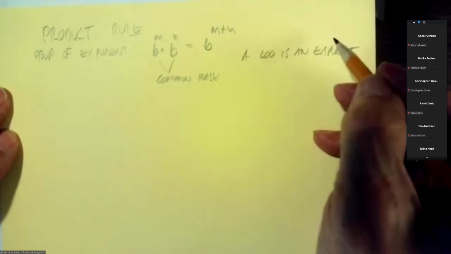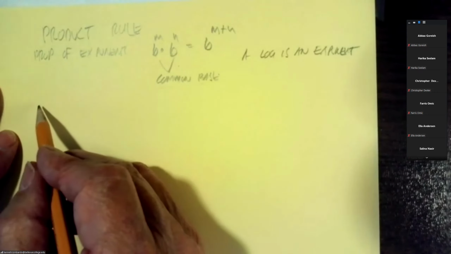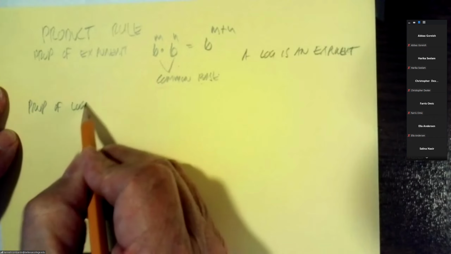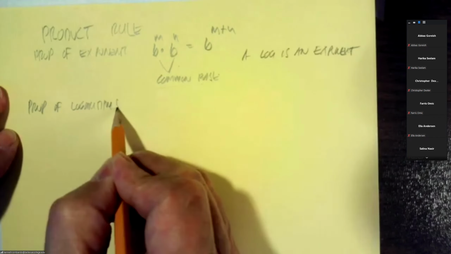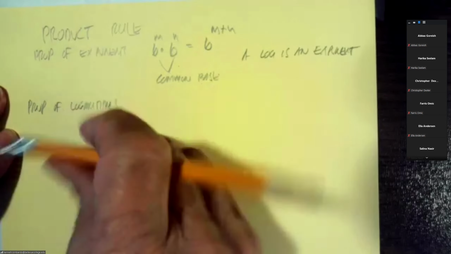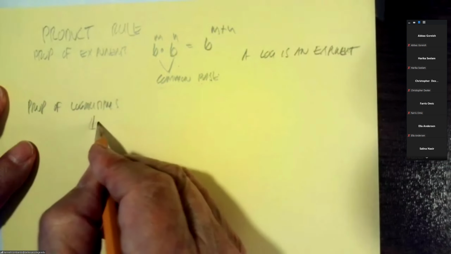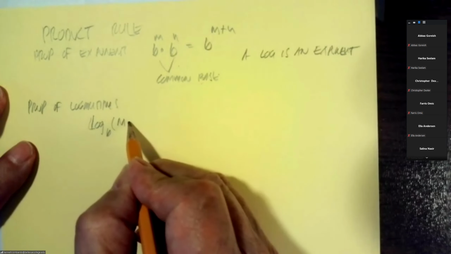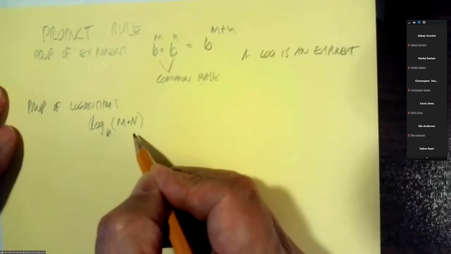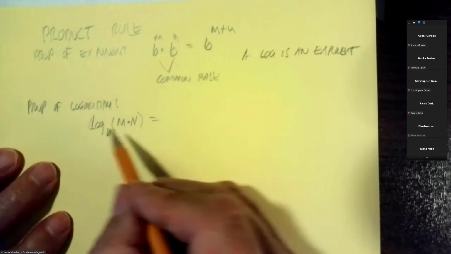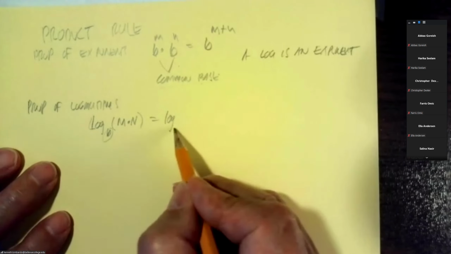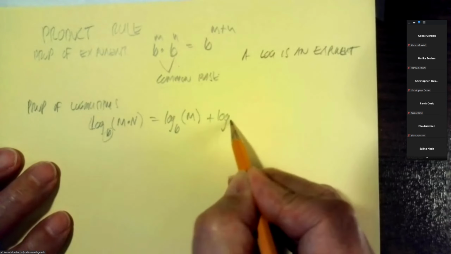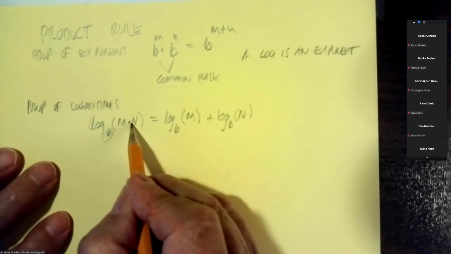So if that's the case, then if I take properties of logarithms, then I can say if I have log, I'll just do a lowercase to try and be consistent here, log to some base b of quantity m times n, that's going to be equal to the log to this base b of m plus log same base of this value here.